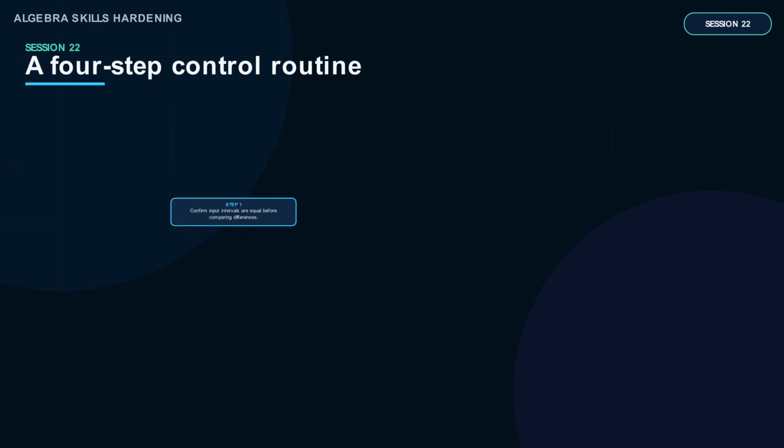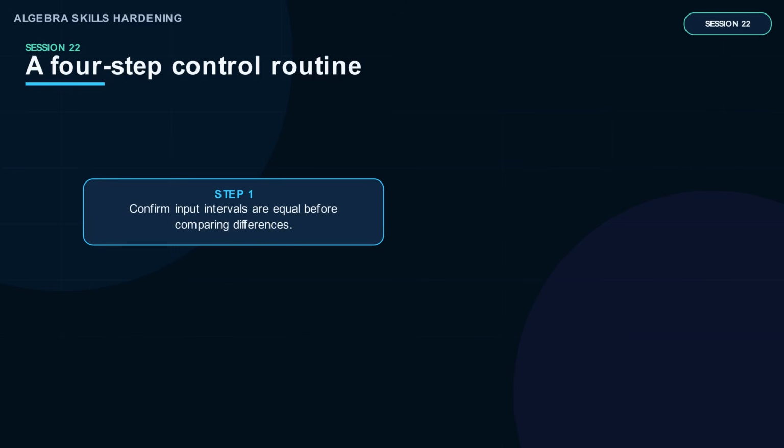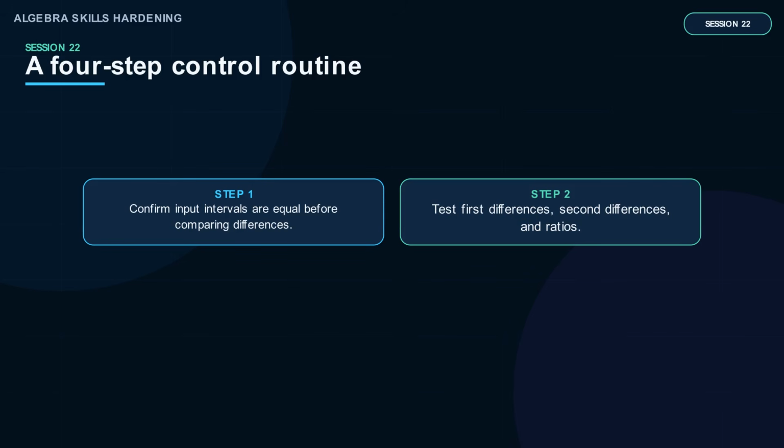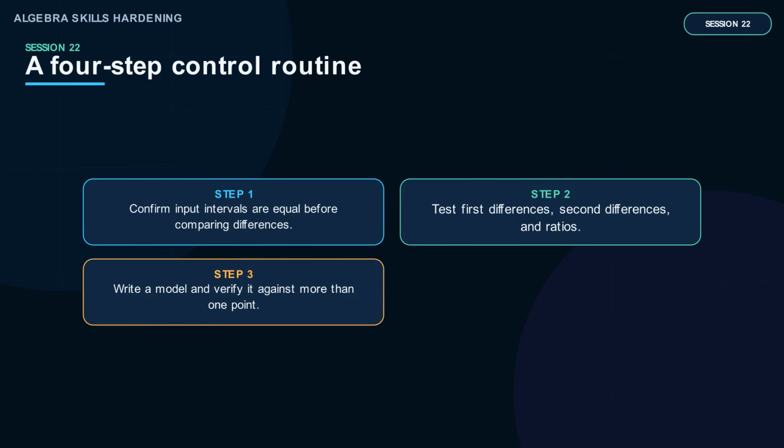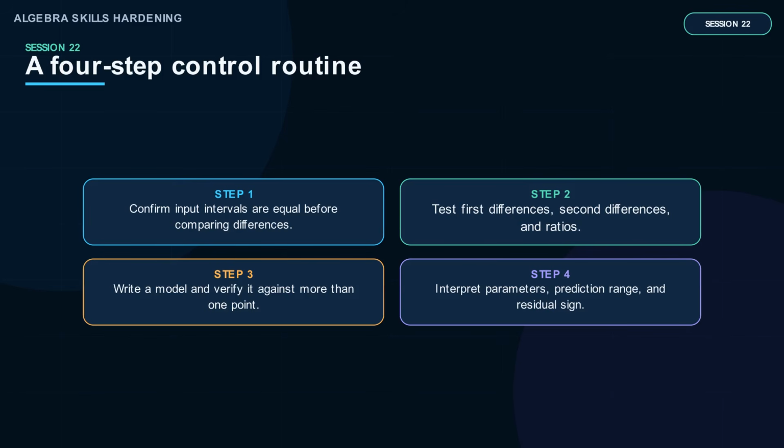Step 1. Confirm input intervals are equal before comparing differences. Identify the object being changed and the requested result. Step 2. Test first differences, second differences, and ratios. Use a separate line so signs, units, and restrictions stay visible. Step 3. Write a model and verify it against more than one point. Work efficiently without skipping an operation. Step 4. Interpret parameters, prediction range, and residual sign. Whenever possible, verify with evidence independent of the original working.